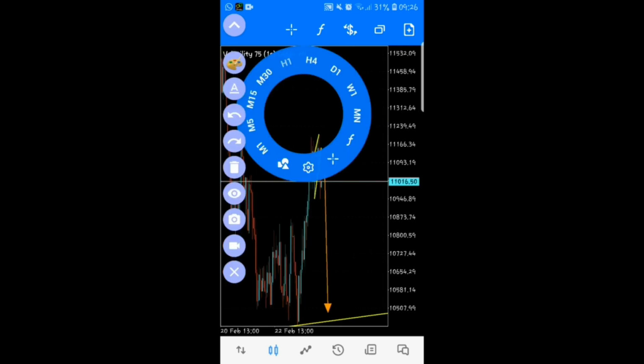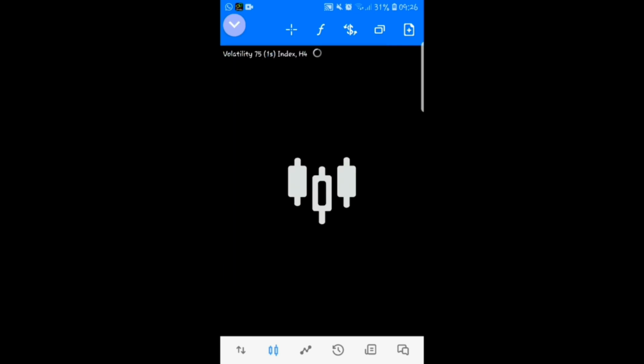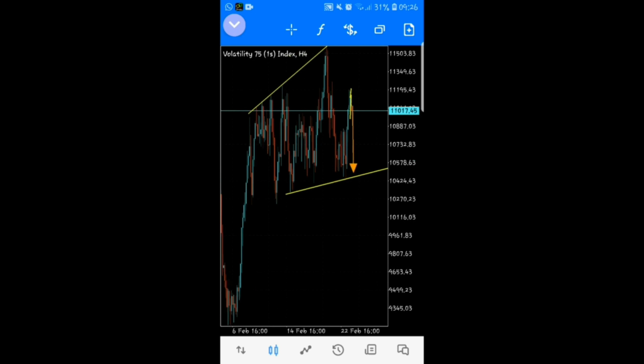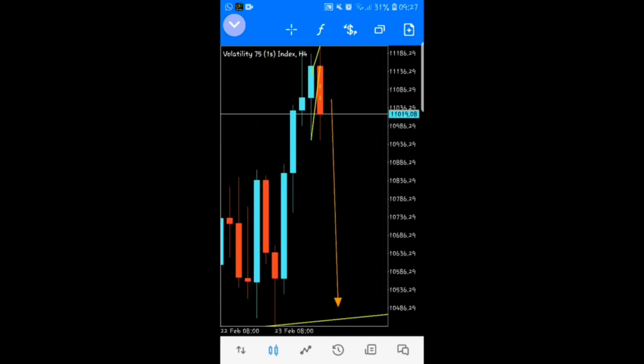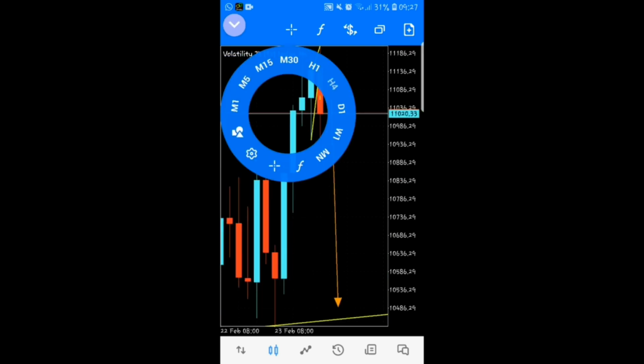So if I go to the 4-hour time frame, you can see the structure that is formed. It's forming an expanding channel, and we are actually right here now. Okay, so let's see how this is going to play out.